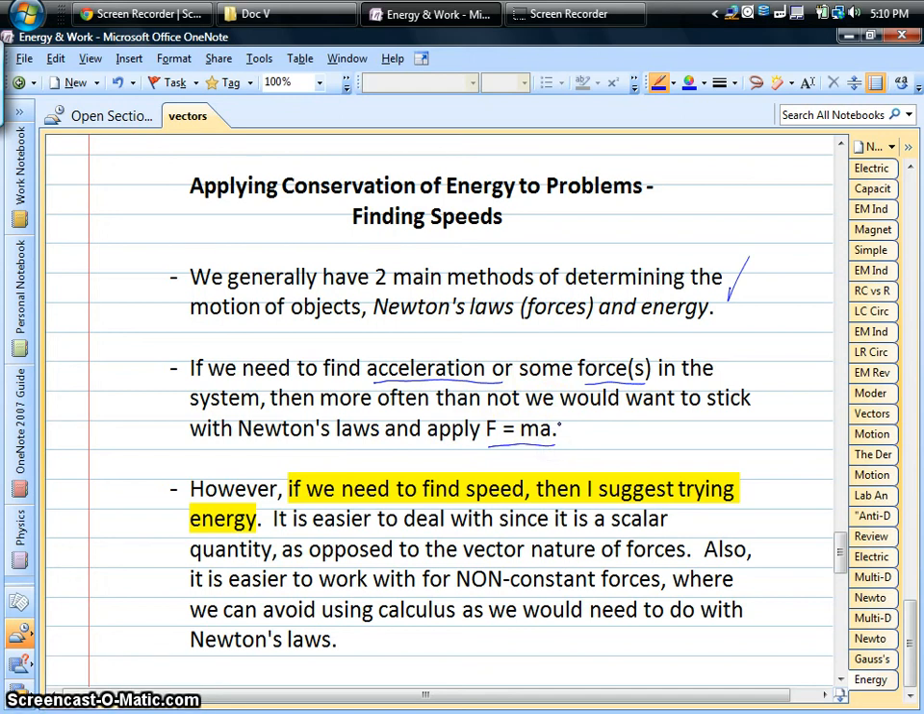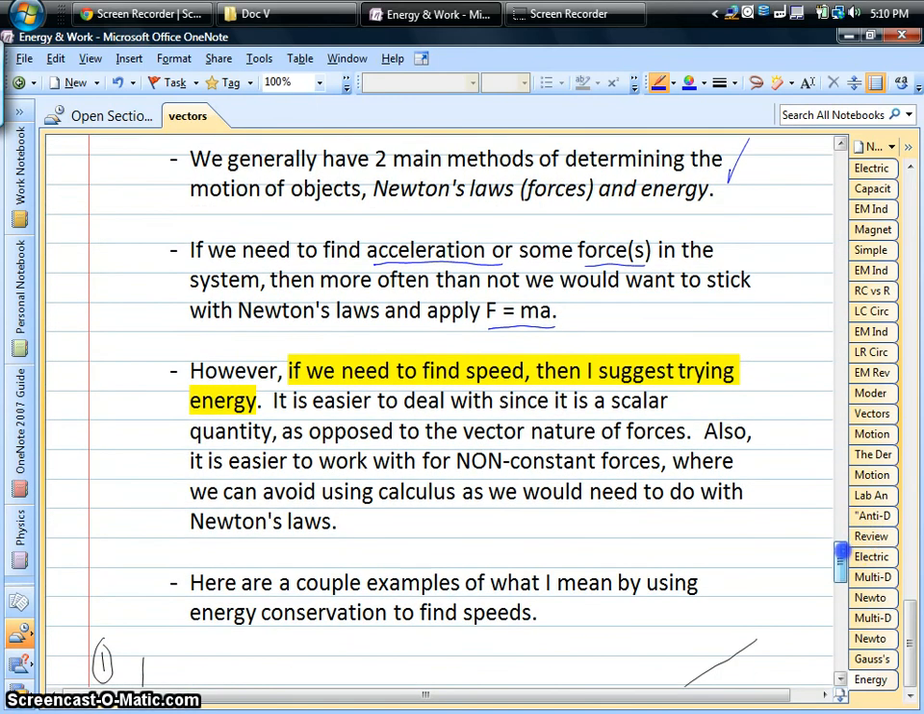But generally, if those are what we have to find, then we're kind of stuck with F equals ma. However, if we need to find speeds of objects, energy is usually the one that I would suggest trying first. If you have the information to use energy, go for it. It's going to be easier to work with in the vast majority of cases.